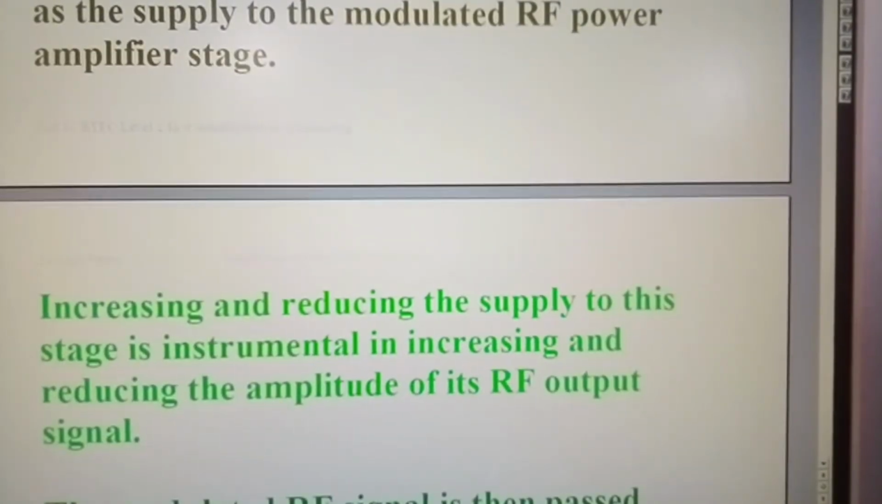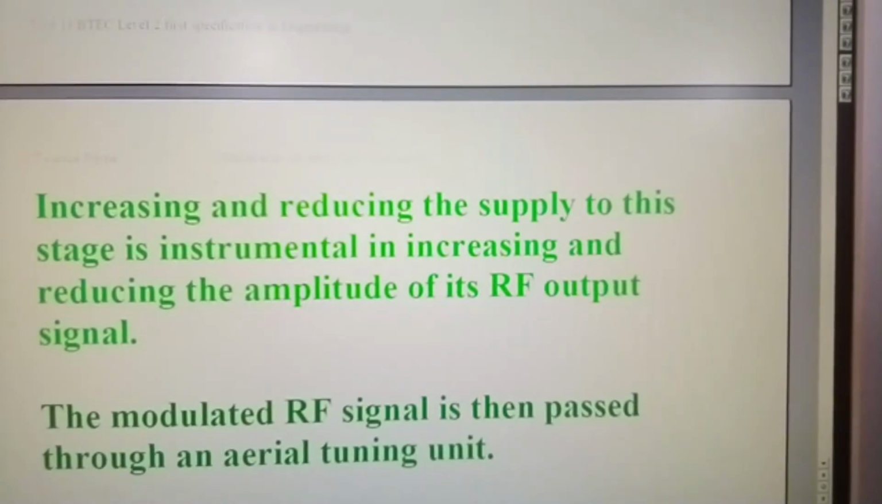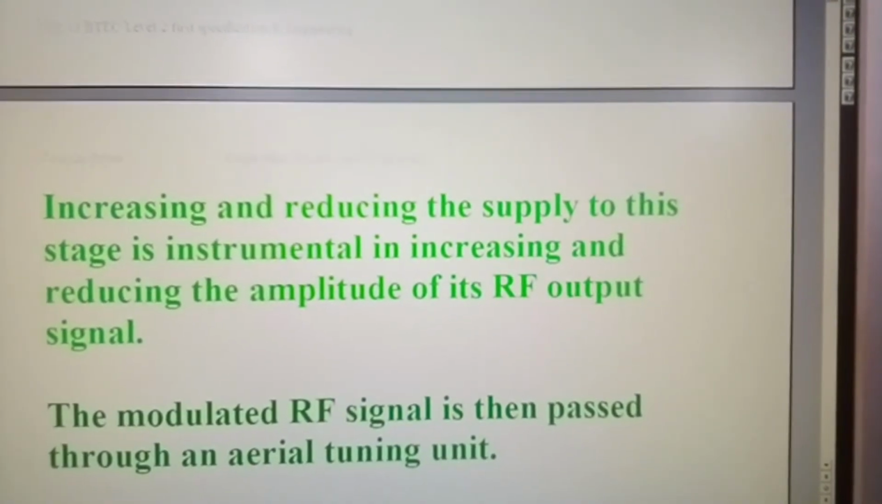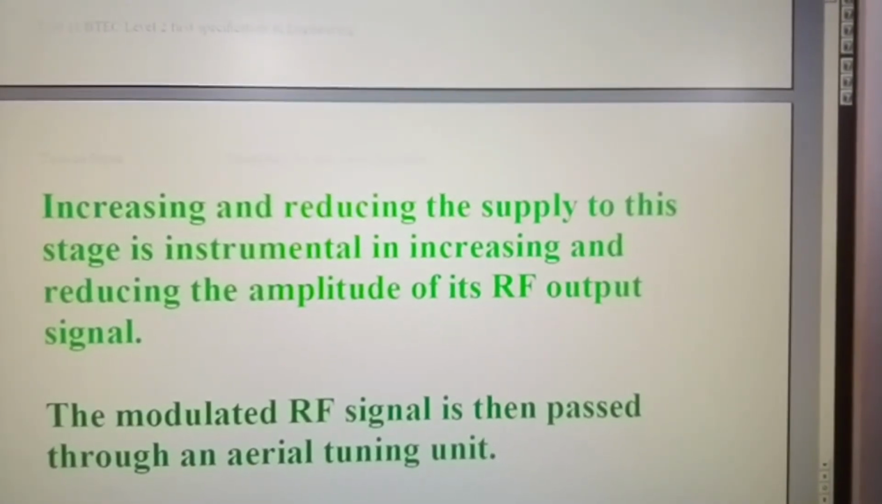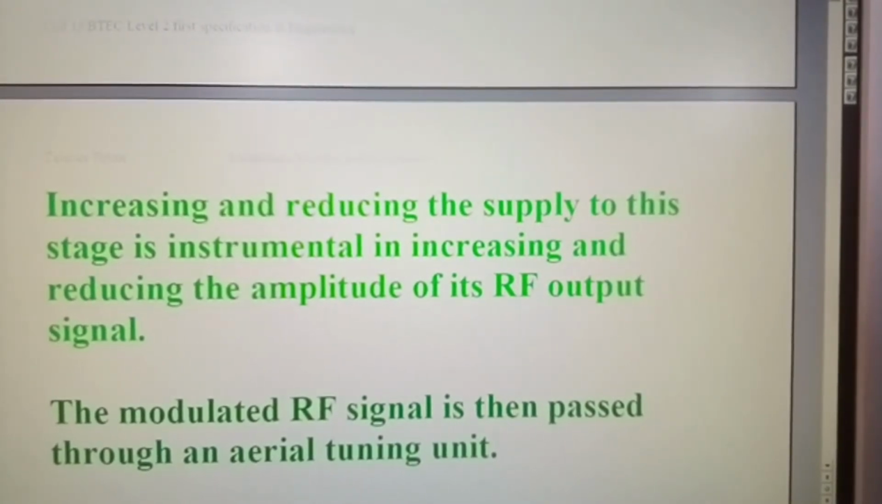Increasing and reducing the supply to this stage is instrumental in increasing and reducing the amplitude of its RF output signal. So by increasing and decreasing, you are altering its amplitude signal at the output stage.